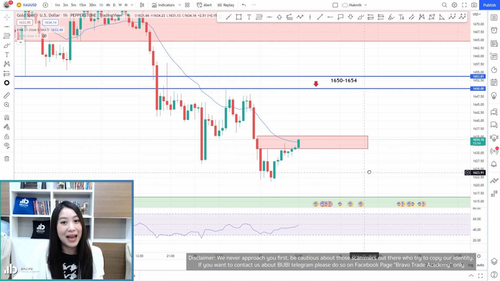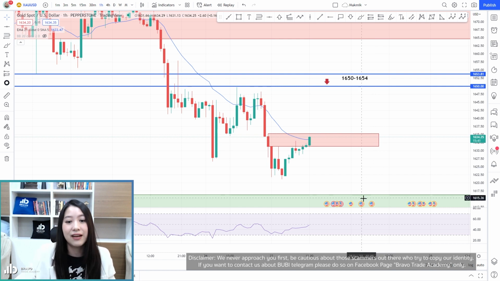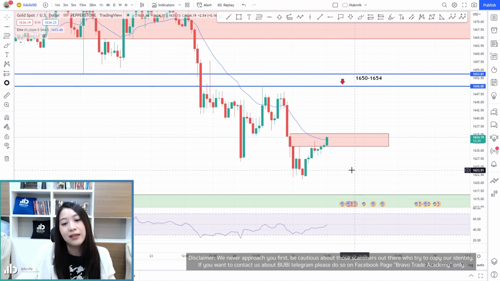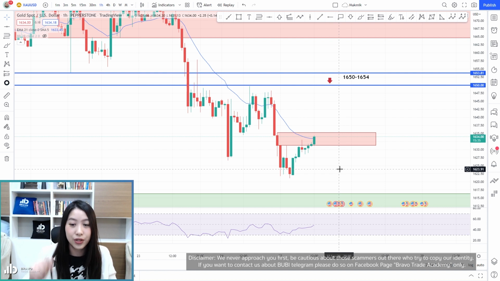And if you saw my alert before, I put the text on my alert that we need to check the classic divergence at this supply zone. We will see if it has the classic divergence, which is a signal of the reversal pattern. So if we do have the classic divergence, you can actually enter a sell here.